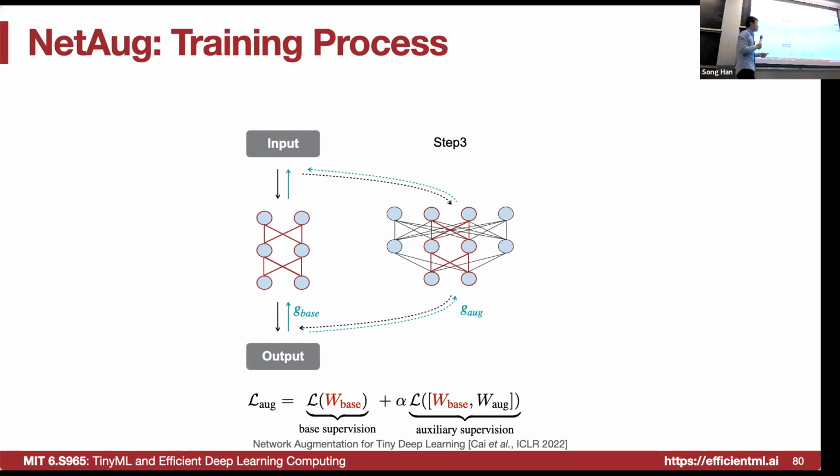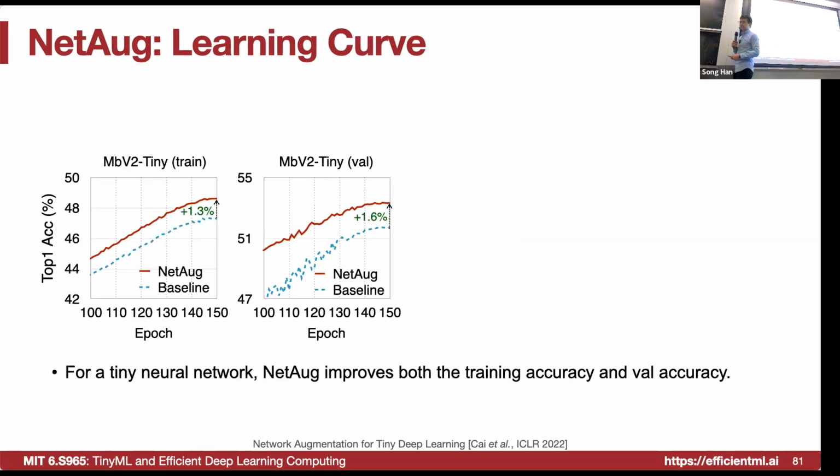Okay? To give extra supervision for the base network. After several epochs of training with this method, we can find that the training accuracy and the validation accuracy both increase from blue to red. I believe this is the ImageNet data set. The validation accuracy actually improved more than the training accuracy, right?